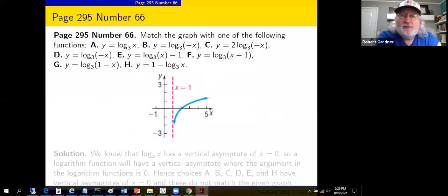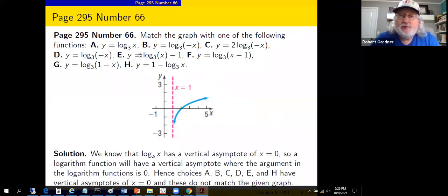So there's one of the graphs. Here's a situation where they give us a graph and a whole list of functions and say, match the function with the graph. Here's the function. It's got a vertical asymptote at x equals 1. They give us several log functions here. We know log base a of x has a vertical asymptote at x equals 0. So we can eliminate a bunch of them just based on that information.